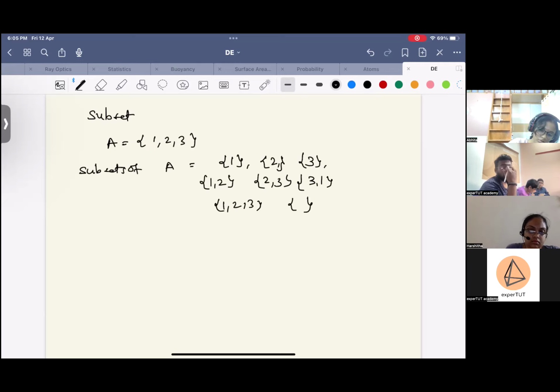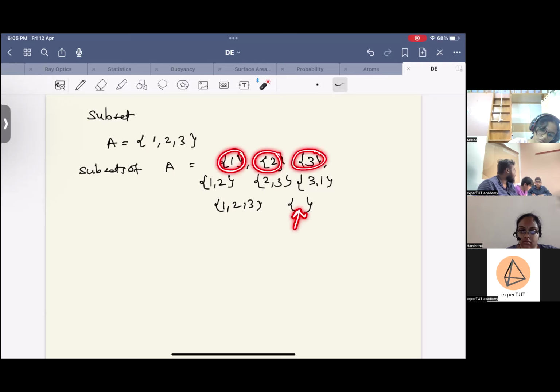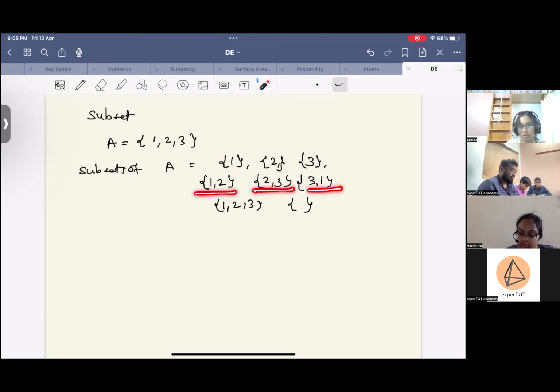Okay, if you want to remember what a subset is: if a set has 3 elements, a subset is basically out of those 3 elements, how many elements you are taking together. For example, if you take 0 elements together, you get the empty set. If you take 1 element at a time, you get these 3. If you take 2 elements at a time, you'll get these 3. If you take 3 elements at a time, you'll get only this one. Understood? So these are the subsets of A.